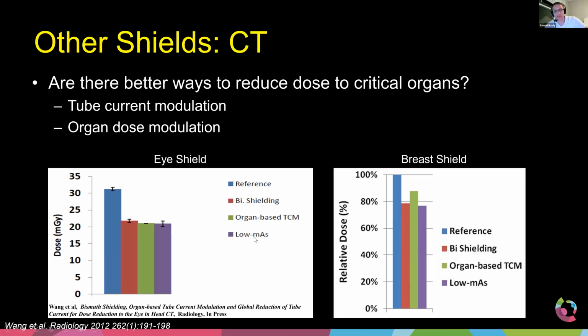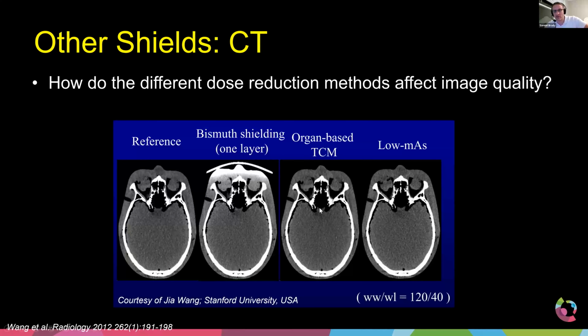You could also just simply use a lower MA imaging technique and match it. So the point here is you can actually get good dose reduction for these critical organs without using the shield itself. Here you can see that we learned when they started using these shields that you can't place the shield directly on the face. You have to put pads underneath it because you get this change in CT numbers and this artifacting right behind the shield.